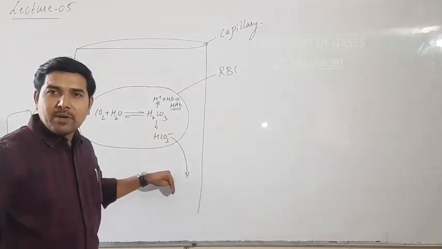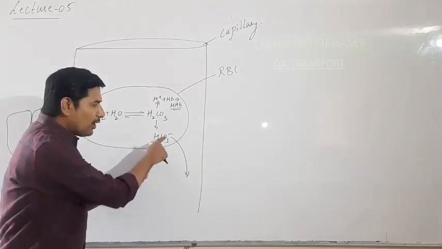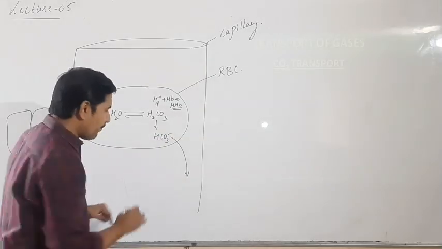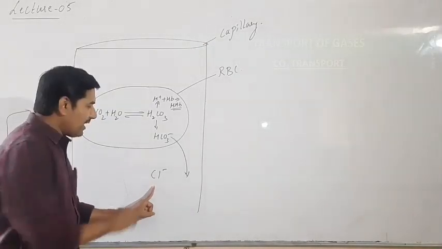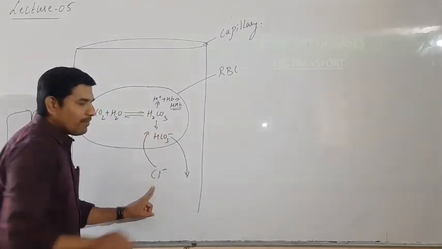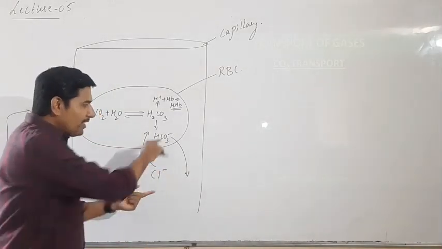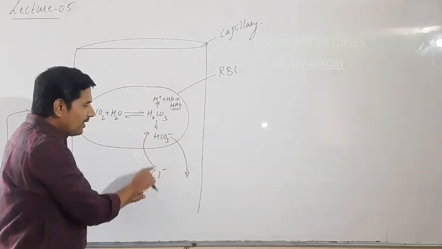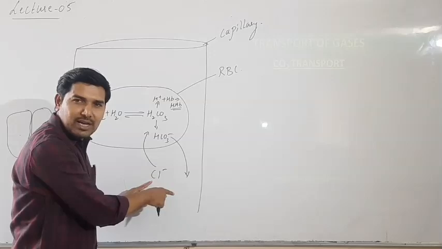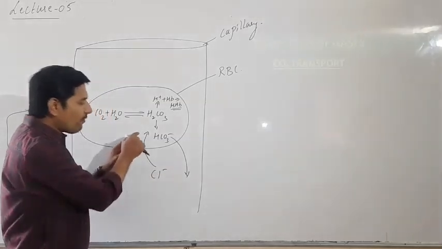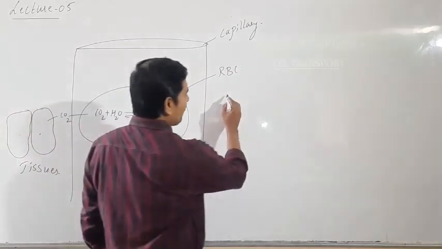RBCs into the blood capillaries, into the plasma of the blood capillary. Then, to maintain the ionic balance, the chloride ions which are present in the blood capillary will enter into the membrane of RBC. This process of shifting of bicarbonate ions from RBC into the blood capillaries and shifting of chloride ions into the RBCs is called the chloride shift.